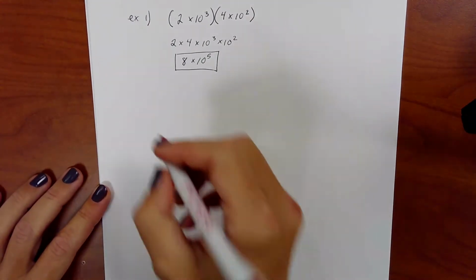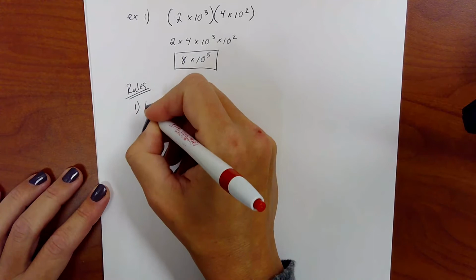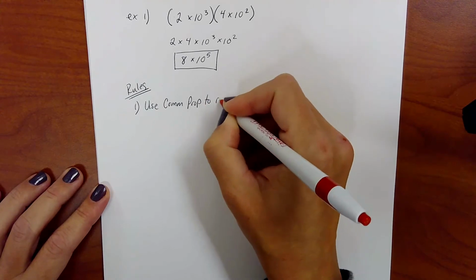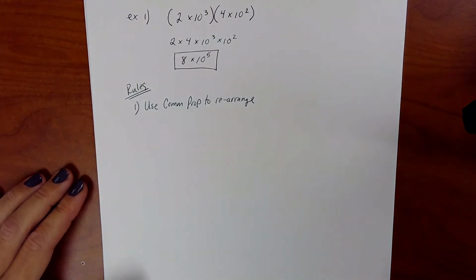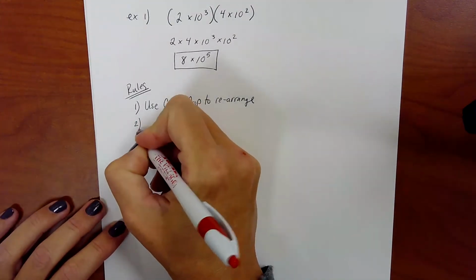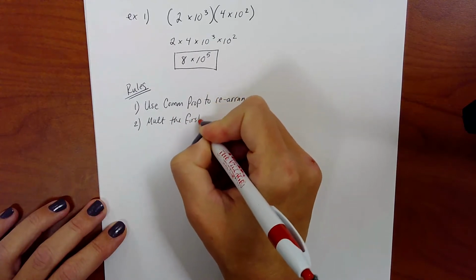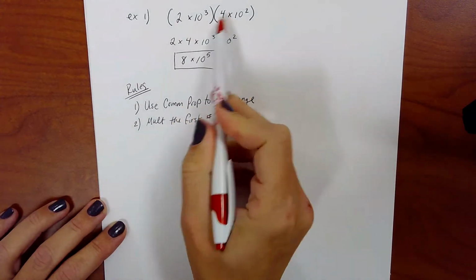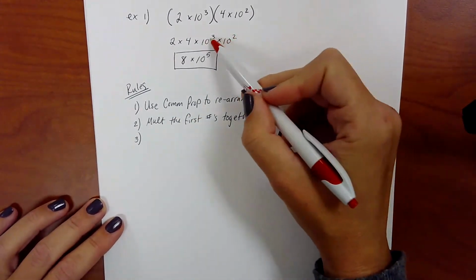All right, so let's write down the rules here just so you have something to refer to. So we're going to use the commutative property to rearrange the problem. And honestly, guys, sometimes you're just doing that in your head. Actually, most of the time. But you can multiply in any order. Step 2 is you're going to multiply the first numbers together, right? That's what we did. We got the 2 and the 4 multiplied together to be 8.